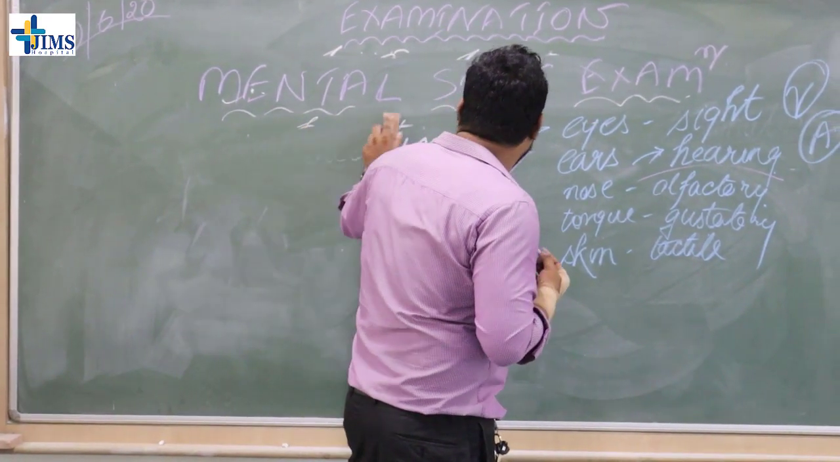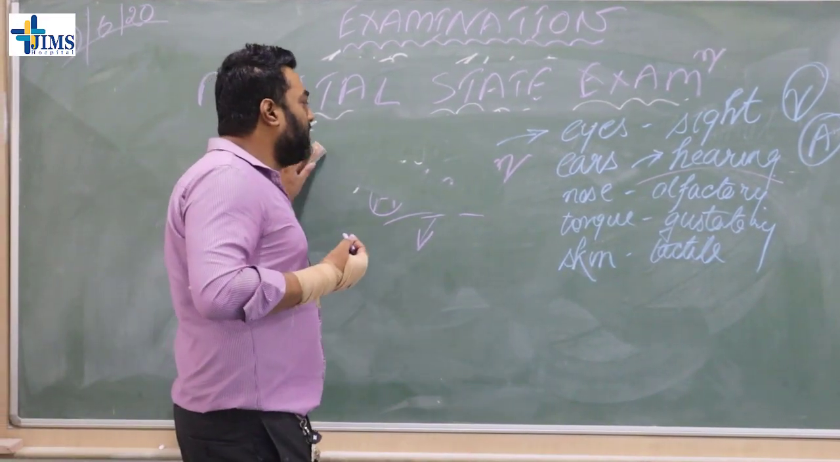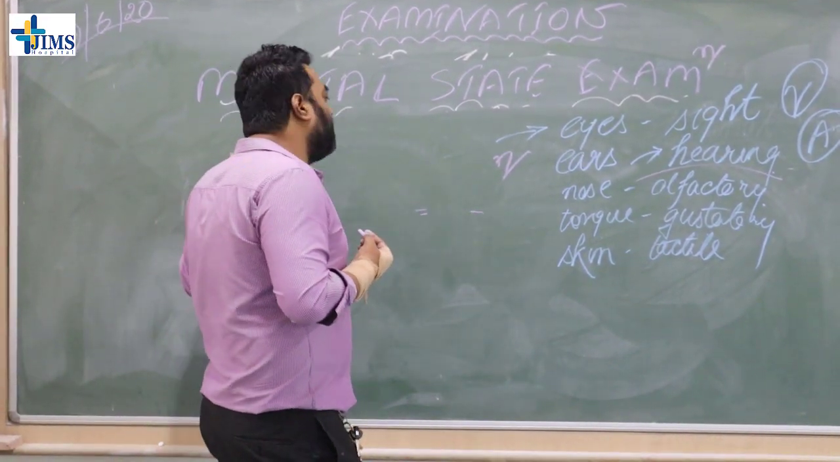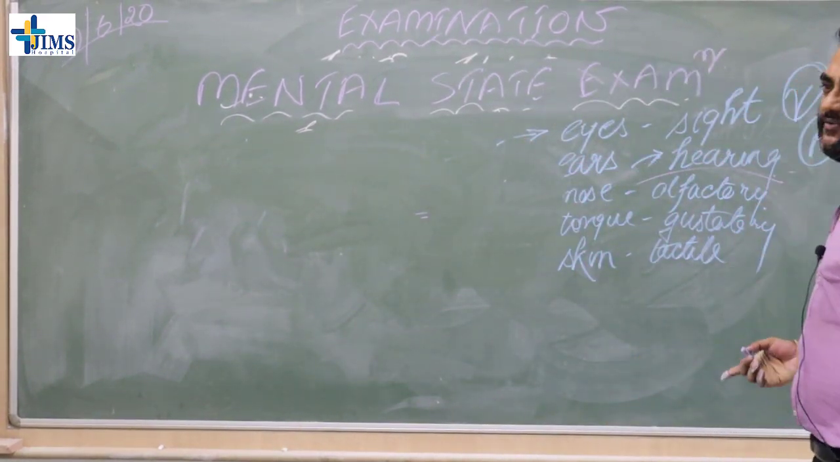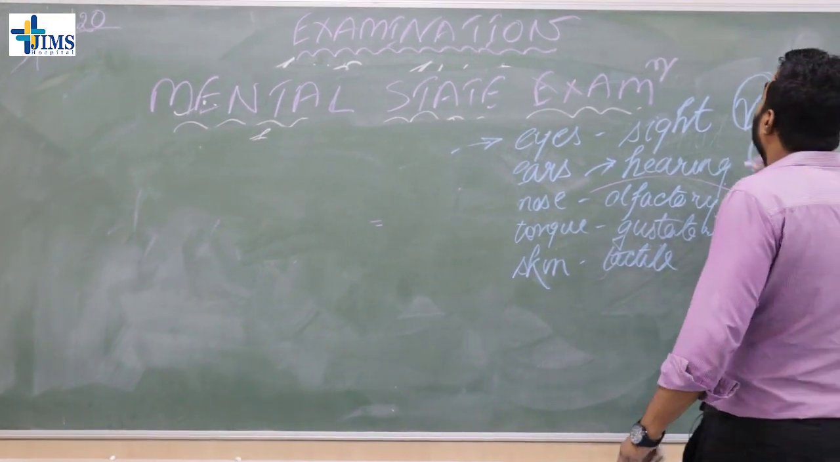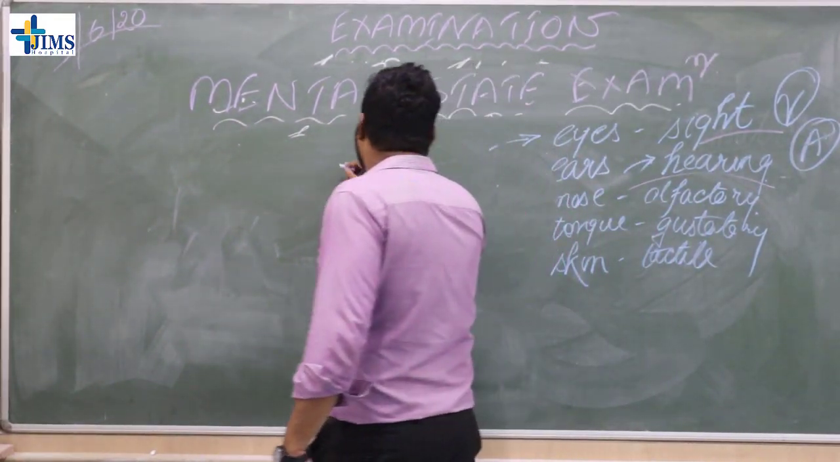So this perception we need to know, we need to understand, and we need to find out from the history, from the examination of the patient, and from the literature, which type of hallucination the patient is suffering from, if at all he is suffering from. You will find visual hallucination basically in patients of epilepsy or in alcoholics.